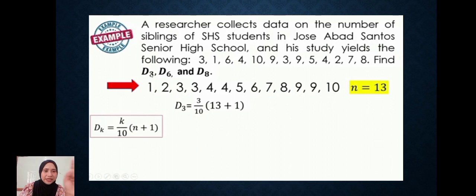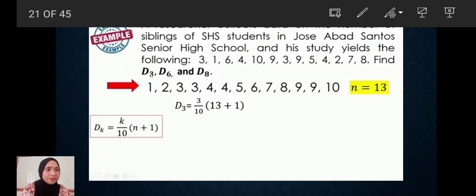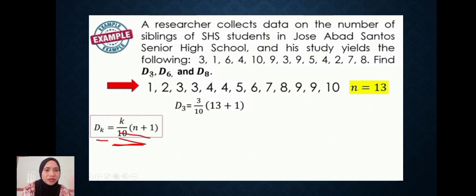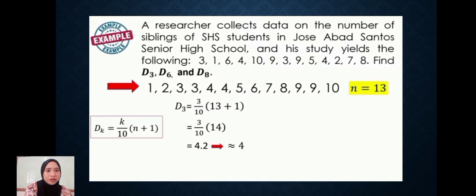Una, so D3. Ang formula natin nandito sa gilid, which is eto. So D sub k is equal to k over 10. Ito yung susundan natin na formula. So meron tayong D sub 3, which is yung k natin is 3. Tapos over 10. Tapos yung n natin is 13. So 13 plus 1 is equals to 14. Tapos multiply mo lang siya sa 3 over 10. So meron tayong 4.2.